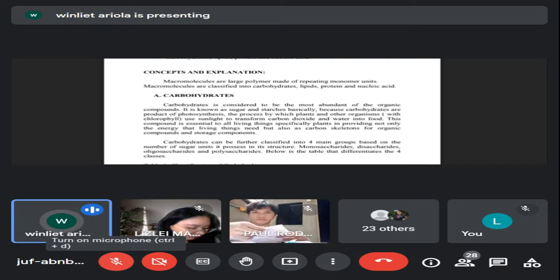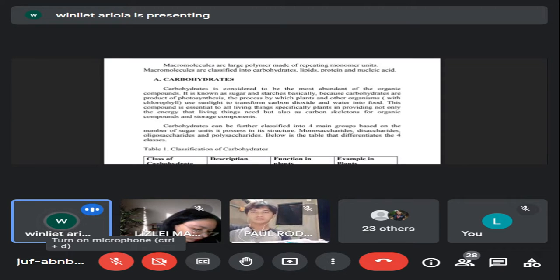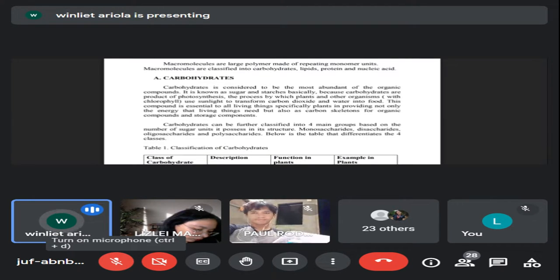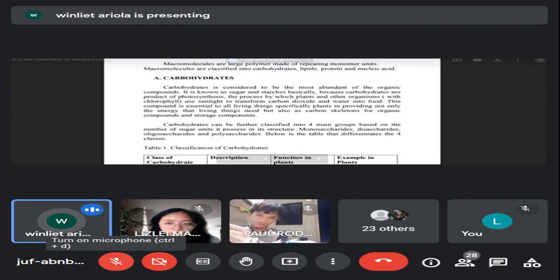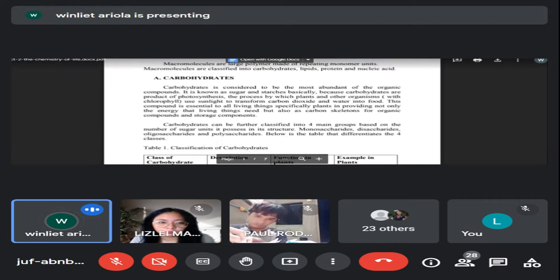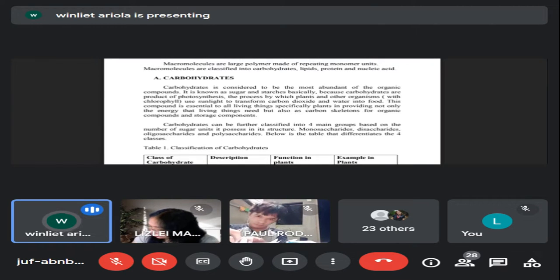By the way, when we say macromolecule, these are large polymers made of repeating monomer units. Macromolecules are classified again into these 4. So the first one is the carbohydrates. Ano bang carbohydrates? It's the most abundant of the organic compounds. It is also known as sugar or starches basically.